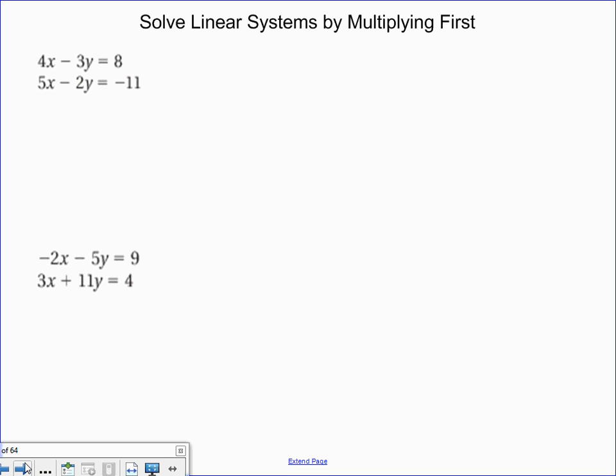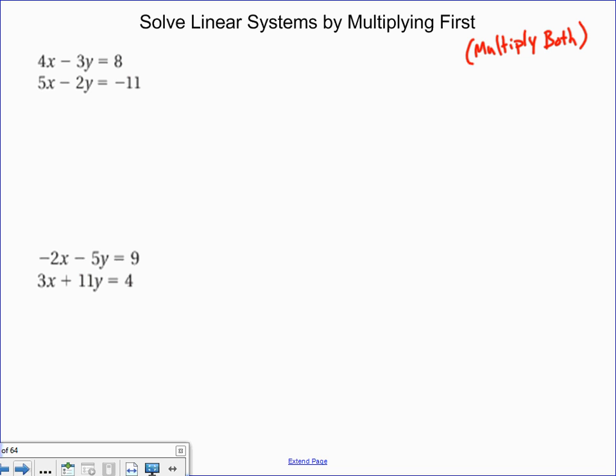Okay, next here we need to multiply both equations in order to get something to eliminate. The reason is, if I look at the first one here, if I look at my x's, I can't multiply 4 by anything and get 5. And if I look at my y's, I can't multiply 2 by anything and get 3. So you just need to pick either your x's or your y's and decide which one you want to use.